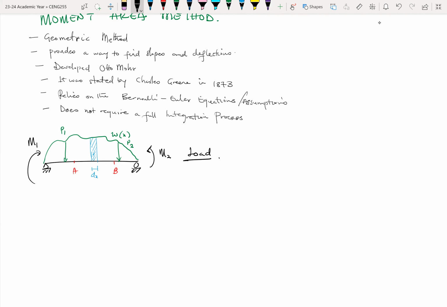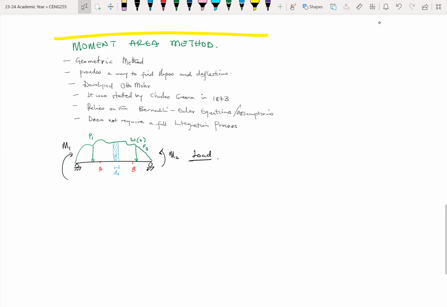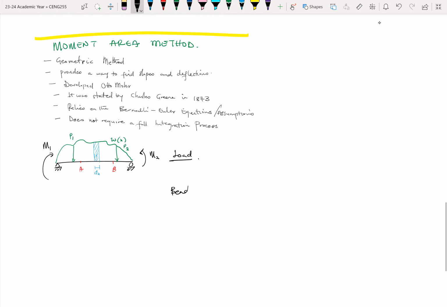Depending on the load, it could be a little bit more specific. Maybe you could have only UDLs or only point loads or a combination of both, or maybe have VDLs or have loads where some supports have moment and all of that. These are all different scenarios that we can have for the loads. But we want to formulate some equation for the slope and then the deflections. So based off this load, we can also formulate or draw a bending moment diagram.